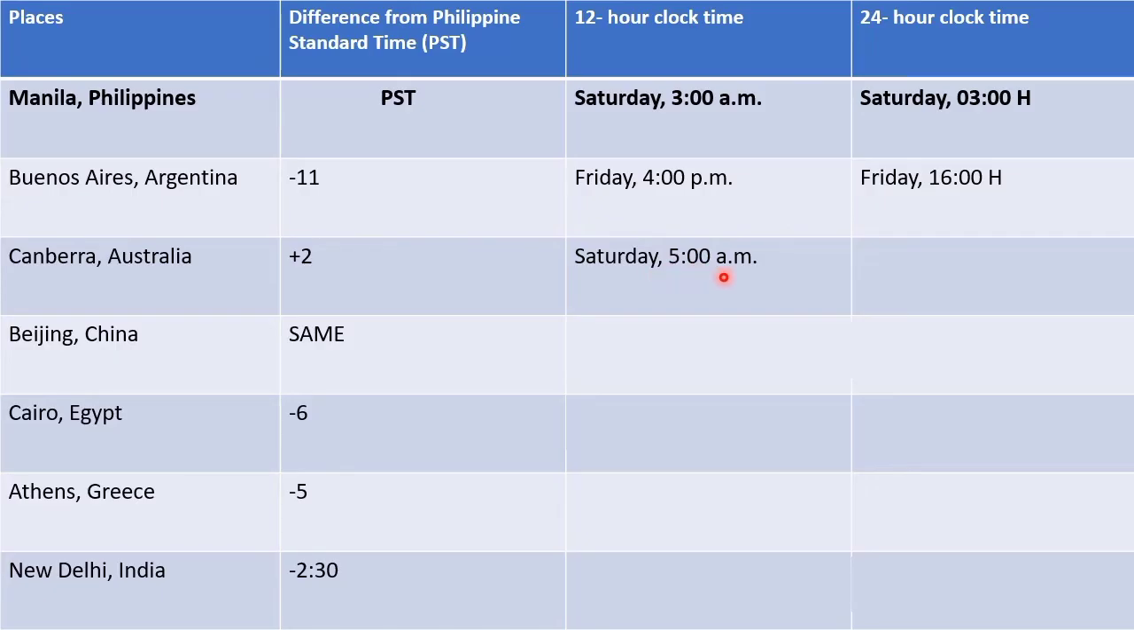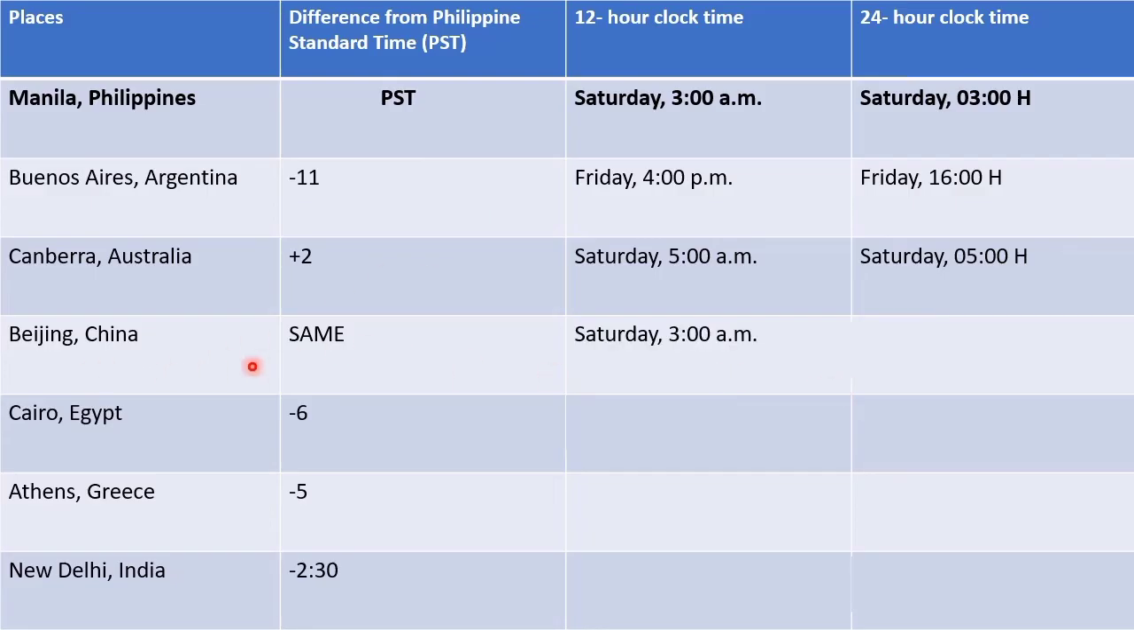Saturday 5 a.m. So, the equivalent of 5 a.m. in 24-hour clock time is also 5. That's why we have Saturday 0500 hours. Next is Beijing, China. So, the difference from Philippine Standard Time is just same. So, magka-oras pala tayo sa Beijing, China and Philippines. Kung ano yung time kay Philippines, yun yung time kay Beijing, China.